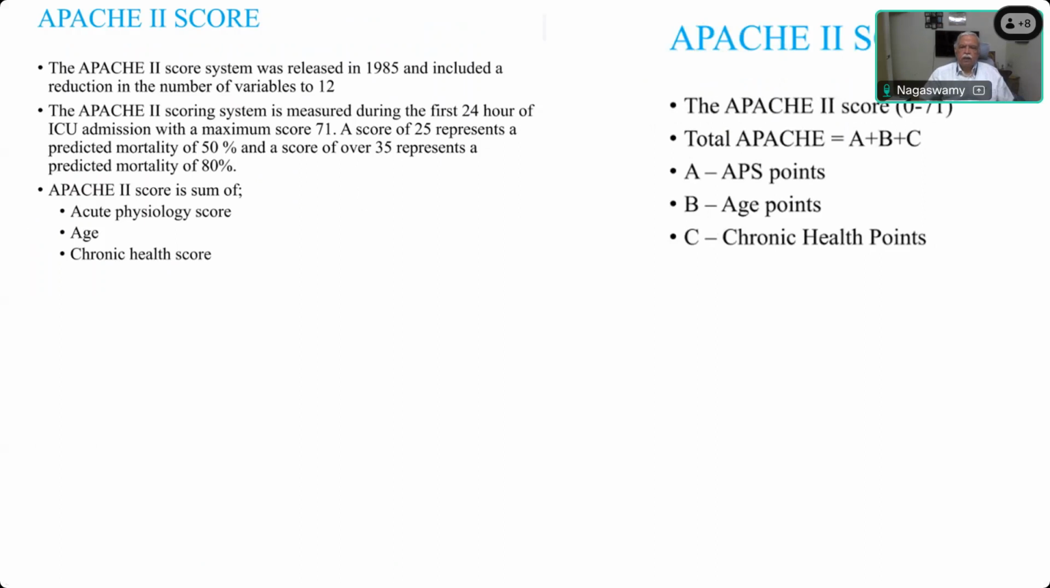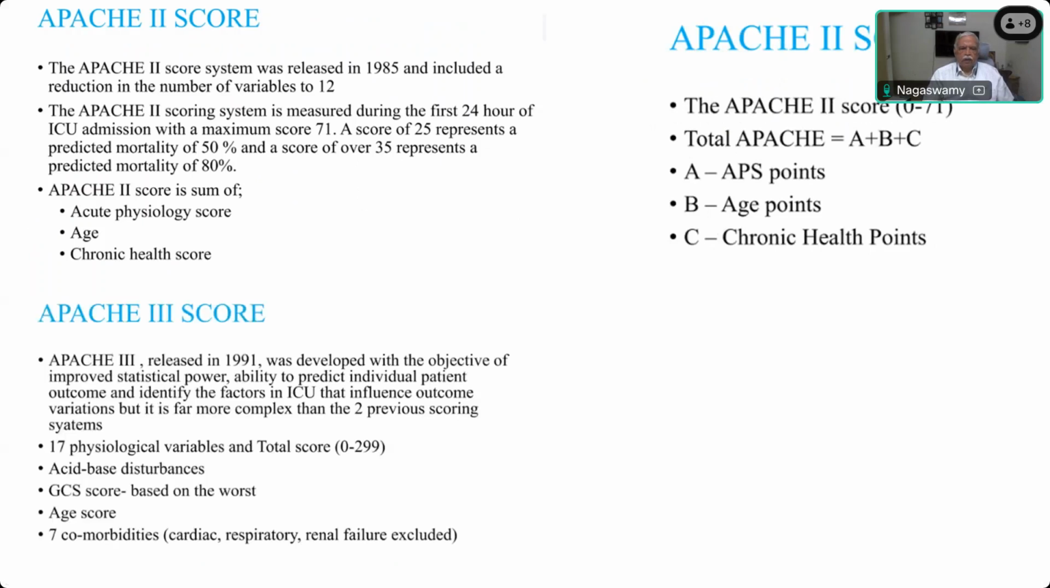And these are the total points that are given. And then came Apache 3 in 1991, developed with the objective of improved statistical power. So using more statistics, they were able to improve on that. But as he rightly said, they had ownership over that, so not everybody can use it. If you want to use it, you have to pay and get the calculator to assess the values.